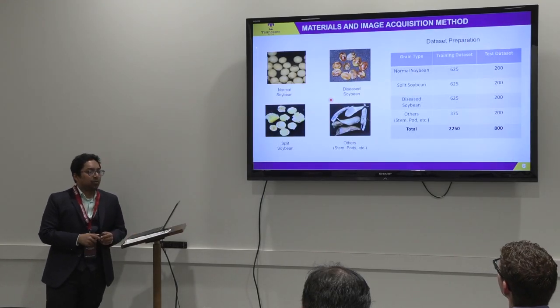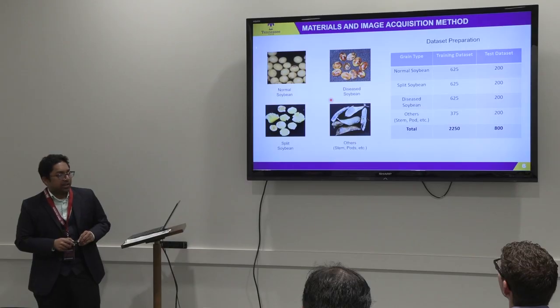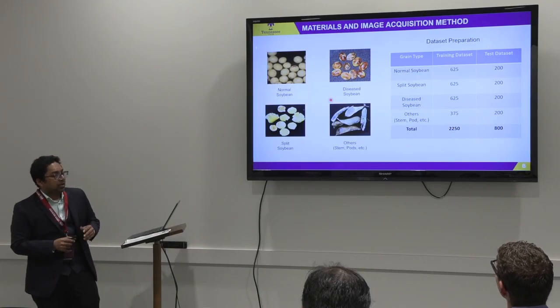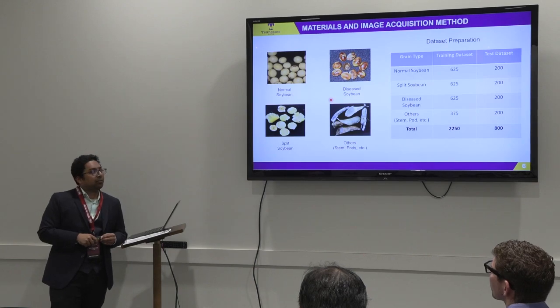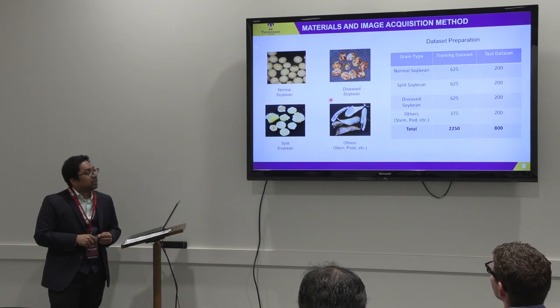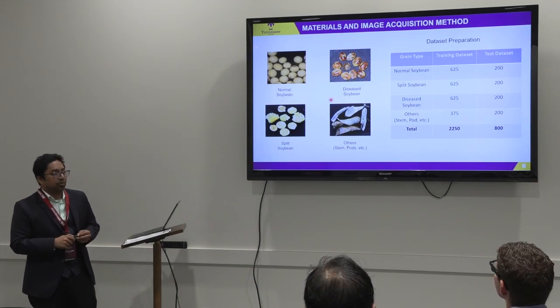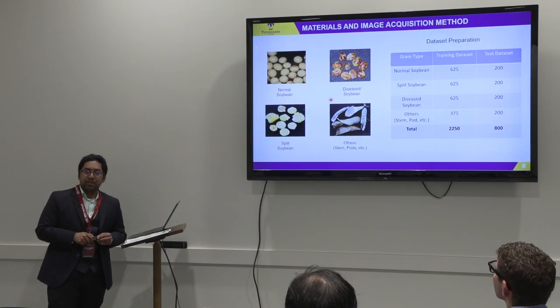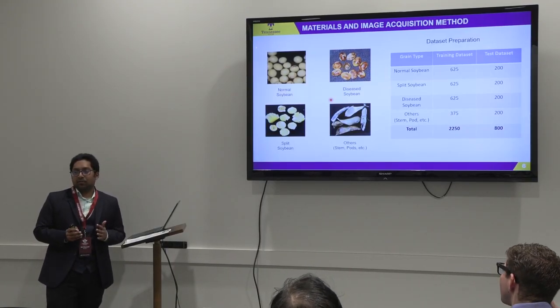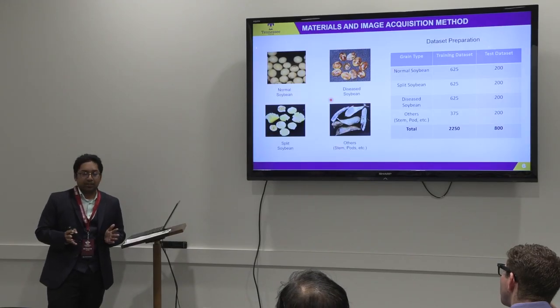So for our experiment, we prepared our data set. In our data set, we collected over 3,050 objects of soybean and other objects. And this table gives you the quantitative information about our training data and testing data. In our experiment, the training data set and test data set are totally different and totally separated.